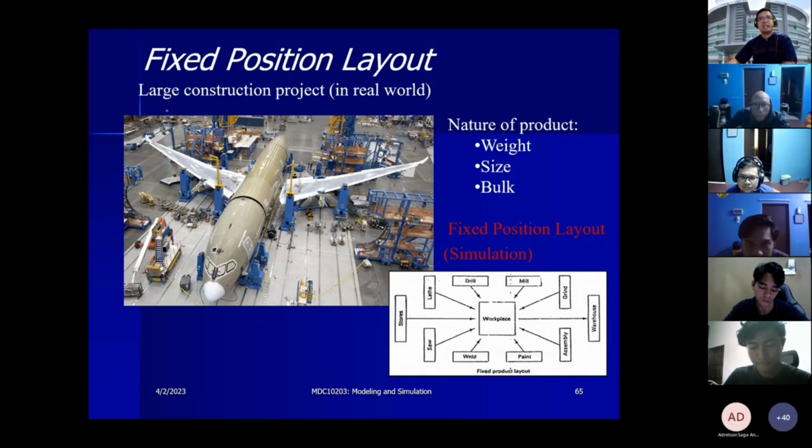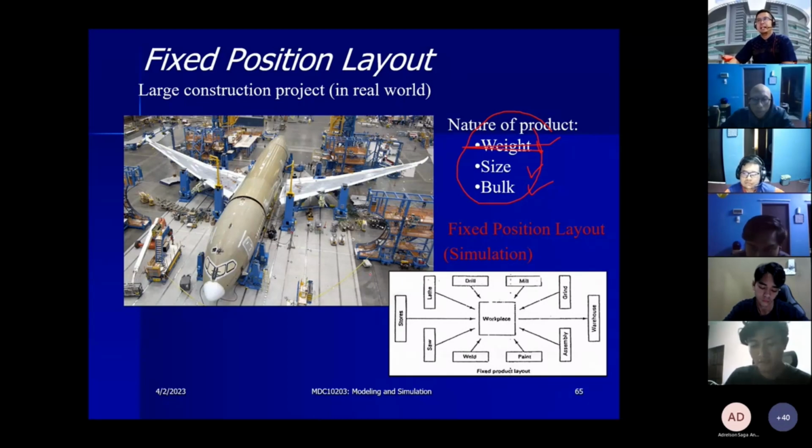Meanwhile, for the fixed position layout, this is for real world, large construction projects. For example, we manufacture aircraft. There are two types of aircraft. So this is an aircraft for which we have to use a fixed position layout, where the aircraft is kept centralized here, and only the workers move, based on the part that we need to assemble. The nature of products in a fixed position layout is weak, large in size, and bulky. For example, car manufacturing, a bus, a commuter train, and something like that.